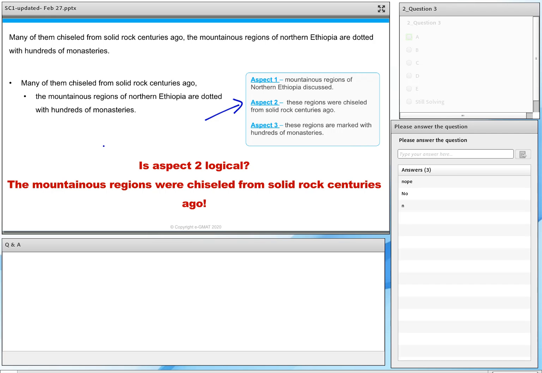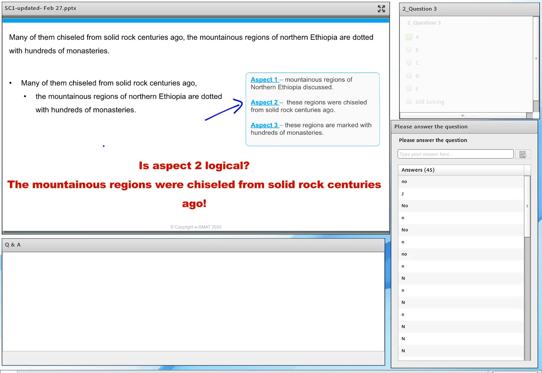Does it make sense? N for no, Y for yes. Let's be precise. Don't want you to be typing too much. No. I'm so glad to see that unanimously all of you understand this point that mountains cannot be chiseled out of rock, because mountains are made up out of rock, right? Mountains are made up out of the rock. So something that is made up out of rock, it's not that somebody sat there and chiseled.